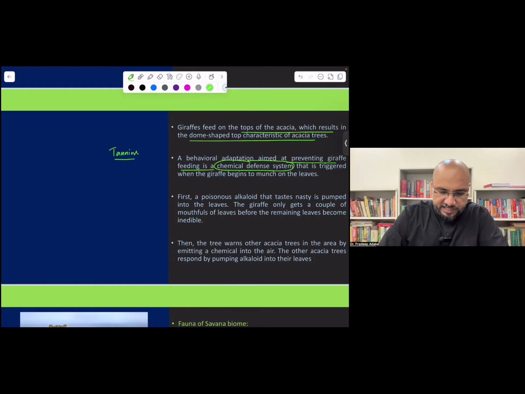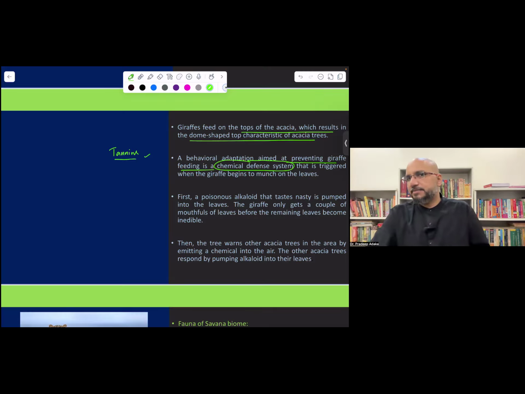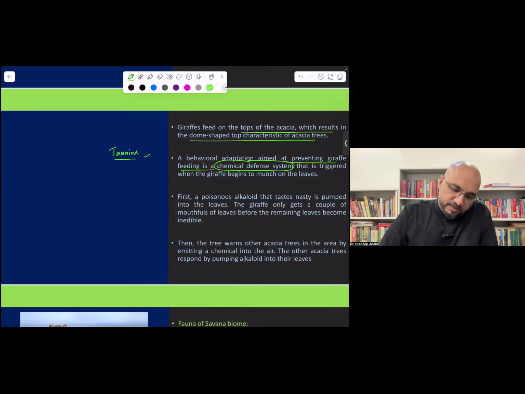Okay, which makes the leaves bitter. So the giraffe avoids eating the leaves. Once it starts munching on the leaves, the defense mechanism is triggered and the leaves will start producing a large amount of tannins. Okay, and the part of the branch which has damage will start producing ethylene.